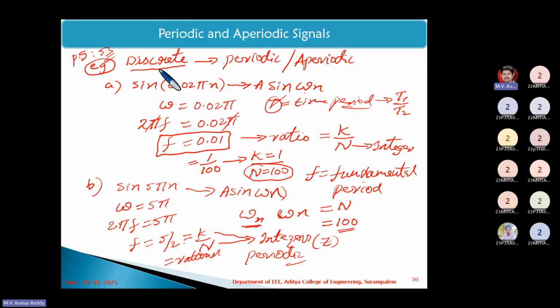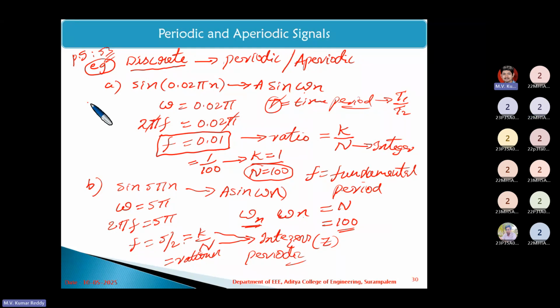In exam, he will ask about continuous or discrete. So up to now, we prepared for continuous. Now it is discrete. Same concept. What is the concept? Periodic or aperiodic. Now same.